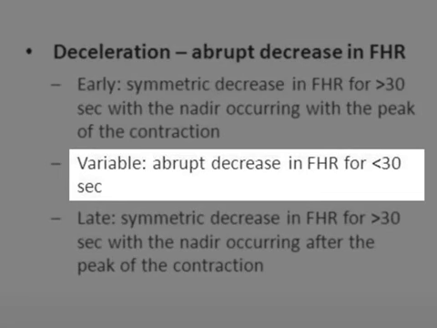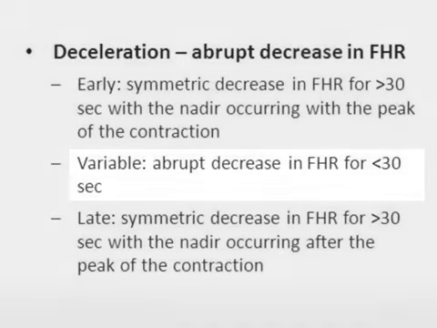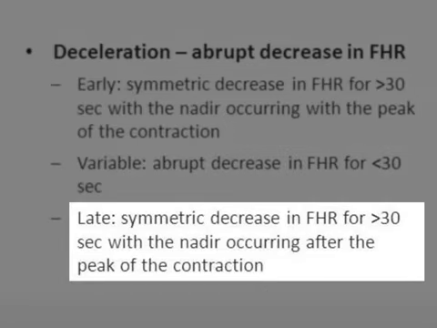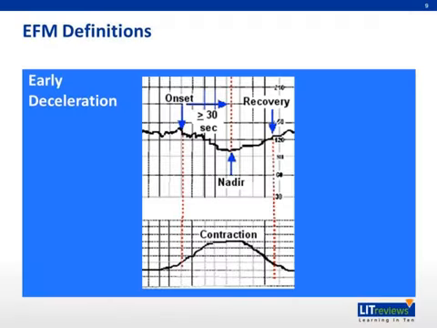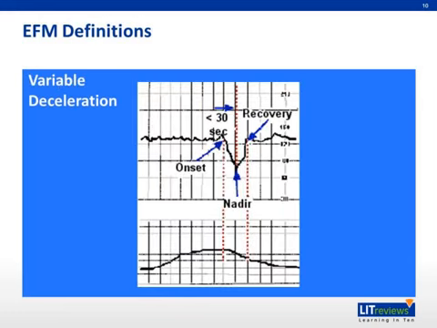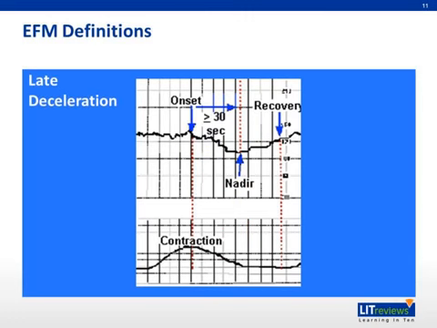A variable deceleration is an abrupt decrease in the fetal heart rate for less than 30 seconds. The decrease is at least 15 beats per minute for 15 seconds. A late deceleration is a symmetric decrease in fetal heart rate for greater than 30 seconds, with the nadir of the fetal heart rate occurring after the peak of the contraction. Please review the following figures in order to visualize the difference between the early, variable, and late decelerations.